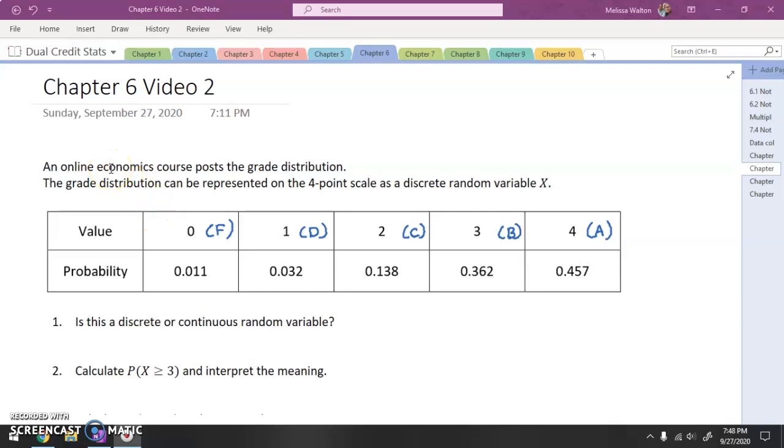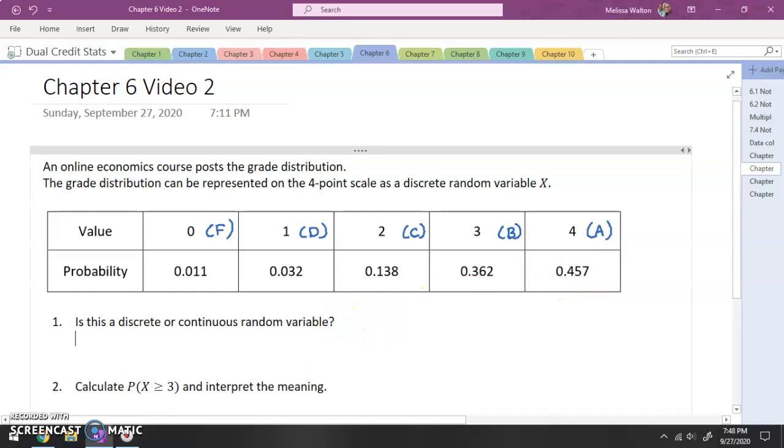An online economics course posts the grade distribution. The grade distribution can be represented on the 4-point scale as a discrete random variable x. So we went ahead and just named this x. It does not matter what we called it, we just chose X. Instead of saying F, D, C, B, A, since this is a discrete random variable, we're going to turn those into numbers. So an A is a 4.0, a B is a 3.0, a C is a 2.0, D is 1, and then finally an F is 0. And we have the various probabilities that go along with this.